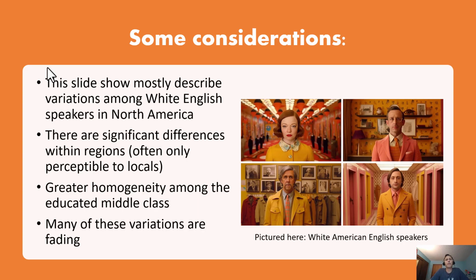If you're from the Upper Midwest, you can tell a Milwaukee from a Minnesota accent. I spent a lot of years in Canada, so I can definitely tell the difference between somebody from Vancouver versus somebody from the Ottawa Valley. There is, over time, a fading, a reduction of these regional differences. There has been increasingly greater homogeneity, especially among the educated middle class, because of the standardizing effects of education, and many of these variations are fading.